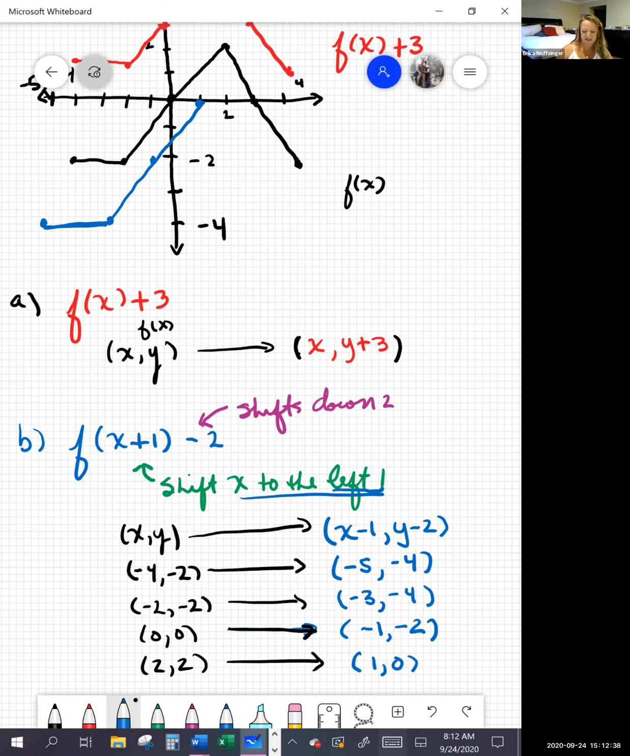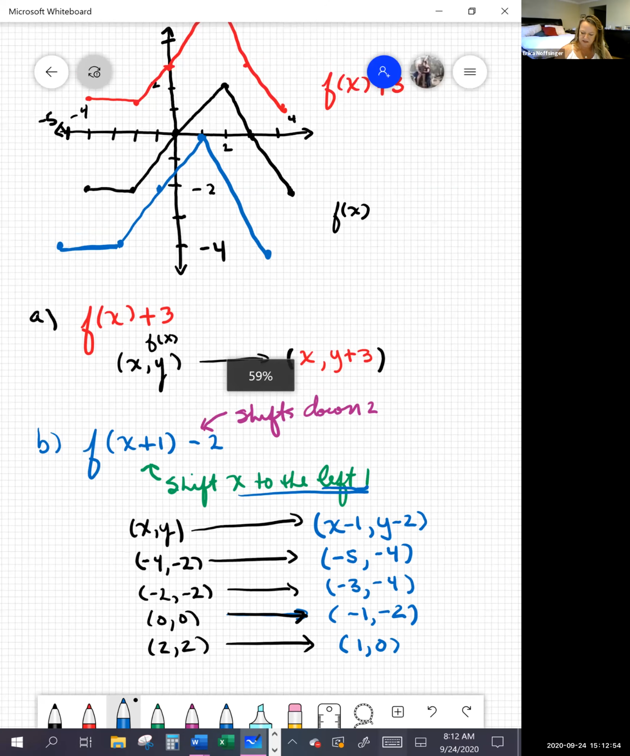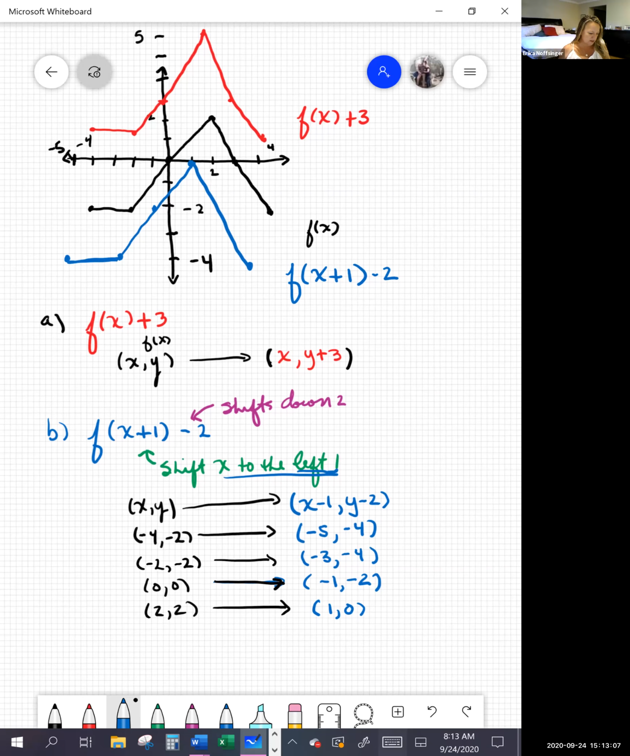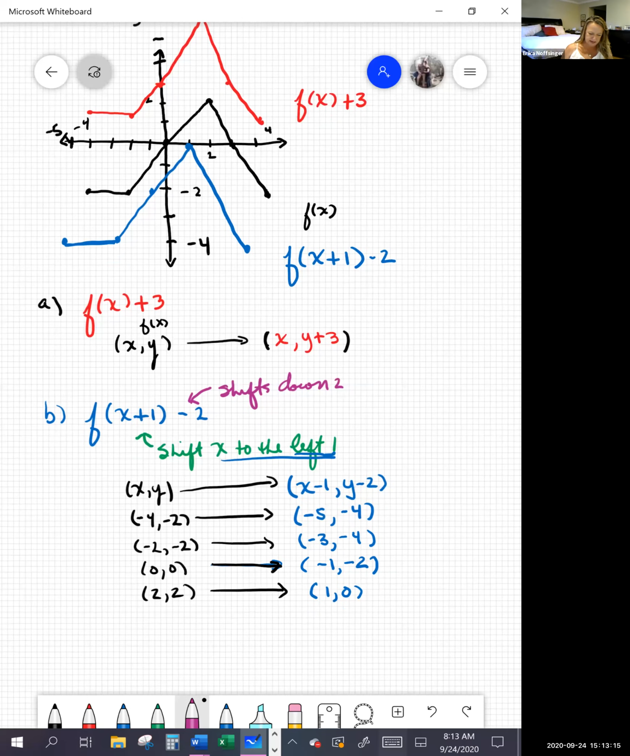And then the last point, 4, -2: subtract 1, so that's 3, and down 2 is -4. So this one was f of x plus 1, and then in parentheses -2. Let's do one more. What about f of -x?